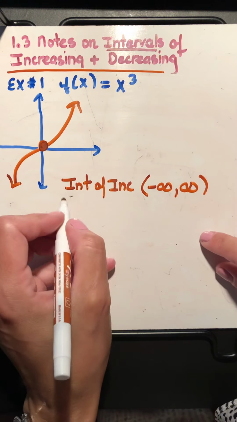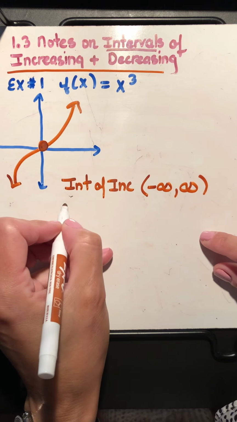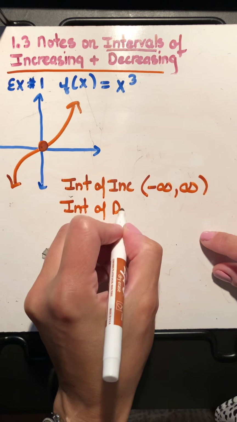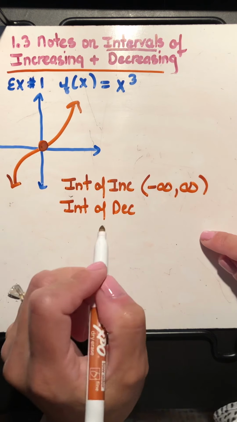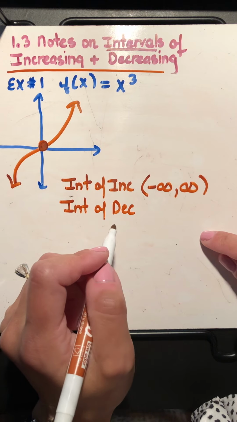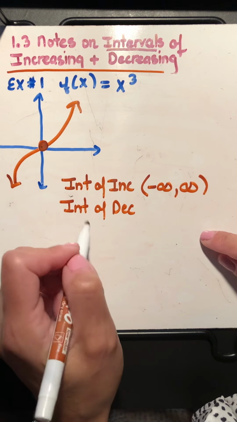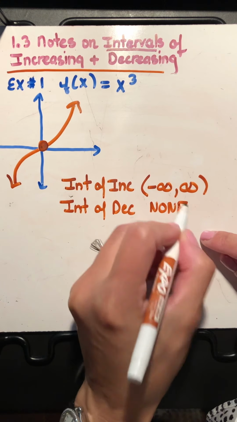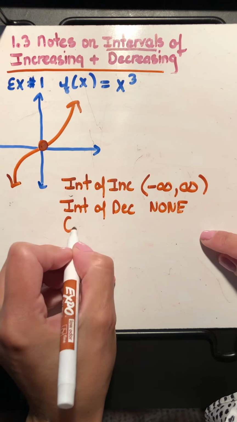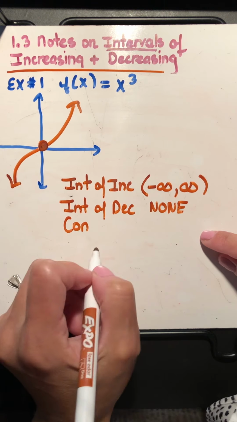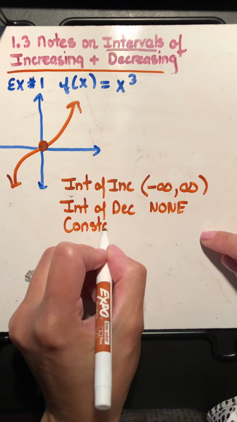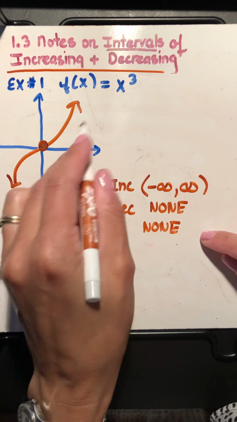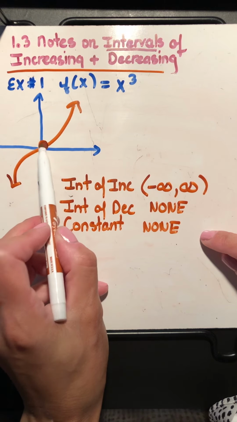Now, just in case you have a problem that would ask you this, you could be asked to find the intervals of decreasing. Where is the function decreasing? In that case, you would ask yourself, on which x values are the y values decreasing? And here you would just say none, because there's nowhere where the function is decreasing. Similarly, you could be asked to find the constant intervals, or intervals on which the function is constant. And you would also say none, because the function is always increasing, even at the inflection point there.